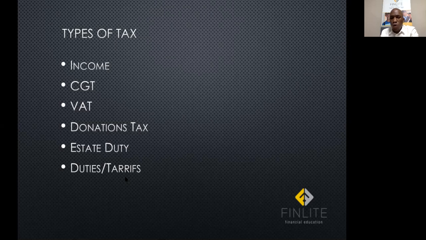It could be your tariffs, income on import customs. When you're importing goods, you have to pay tariffs, and there are all kinds of other levies that are taxed via municipalities and the like. For instance, when you transfer a property from one person to another, there are duties that we pay there. So those are the different taxes that we need to pay to SARS.